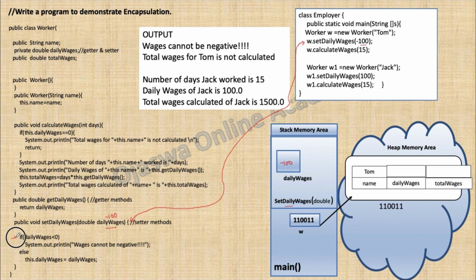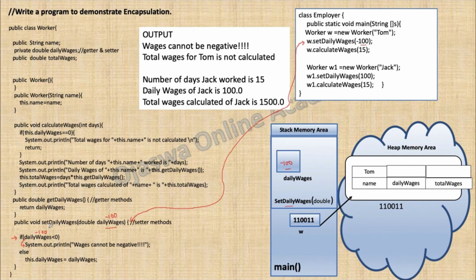Now look at the code very carefully. Here we are not allowing the Employer class to set a negative value for the instance variable daily wages. We are setting a condition. If the value of daily wages is minus 100, so minus 100 is less than 0, here the condition is true. And when the if condition is true, control of the execution goes inside the if block. If the if condition is false, control of the execution goes to the else block. But in this case, the if condition is true, minus 100 is less than 0, hence it will print wages cannot be negative. If the value of daily wages is not negative, control will go to the else part and the value will be set to the instance variable.